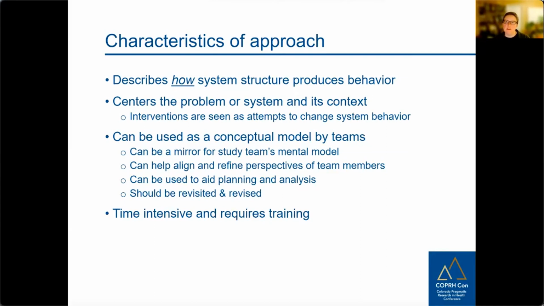serve as a mirror for the study team's mental model. And it can help align the perspectives of team members. It can also be used in planning and analysis, and it should be revisited and revised.